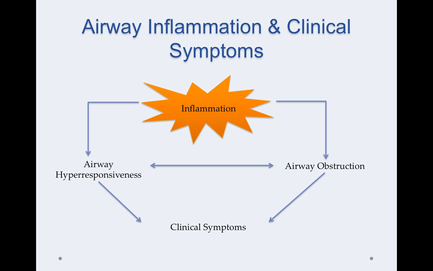Asthma is a complex disorder characterized by variable and recurrent symptoms, airflow obstruction, bronchial hyperresponsiveness, and underlying inflammation. This is further described in the schematic on the slide. Inflammation results in airway obstruction and airway hyperresponsiveness. Both airway obstruction and hyperresponsiveness can exacerbate each other, furthermore resulting in clinical symptoms.